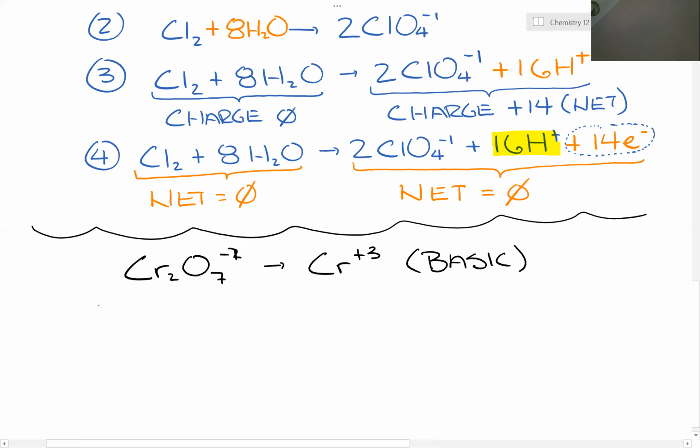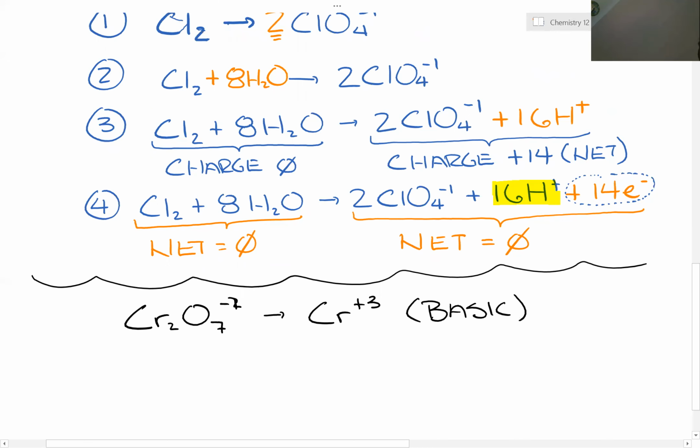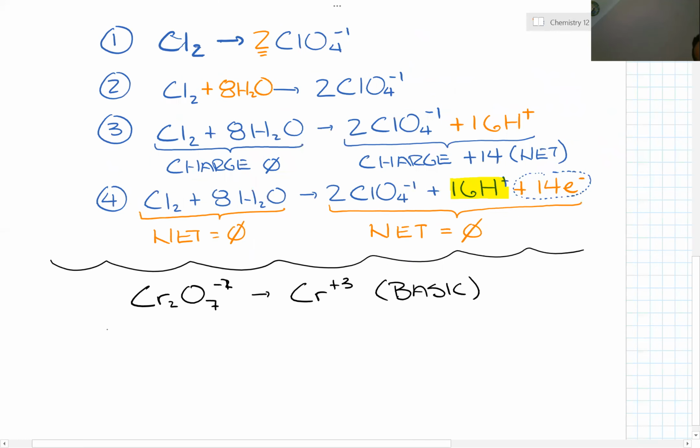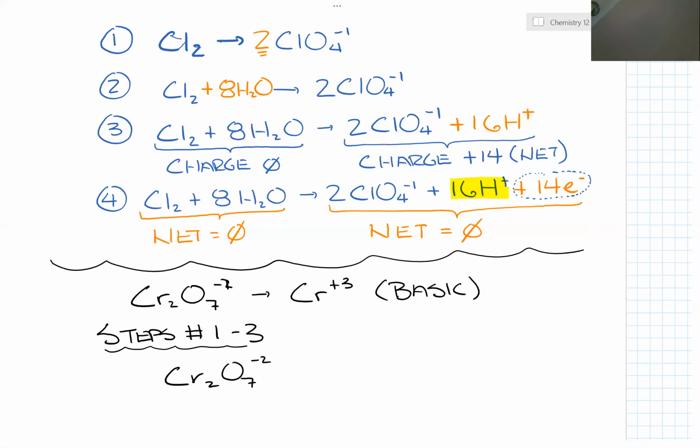Okay? Now, if we follow steps numbers 1 to 3, what you should be able to see is I have Cr2O7 minus 2, and then we have, oh, whoopsie. Yeah. So sorry. Okay.